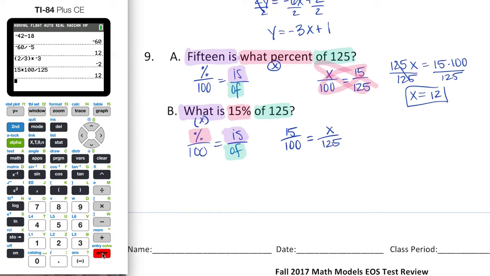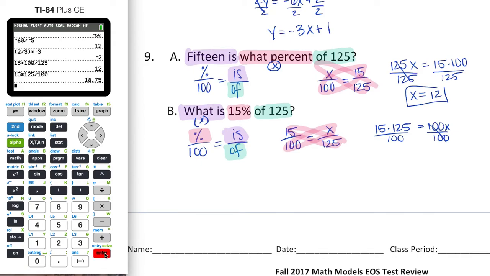So just like normal, we are going to cross multiply and divide. So we will have 15 times 125 equals 100x. Then we're going to have to divide both sides by 100. So 15 times 125 divided by 100, and x is going to equal 18.75.